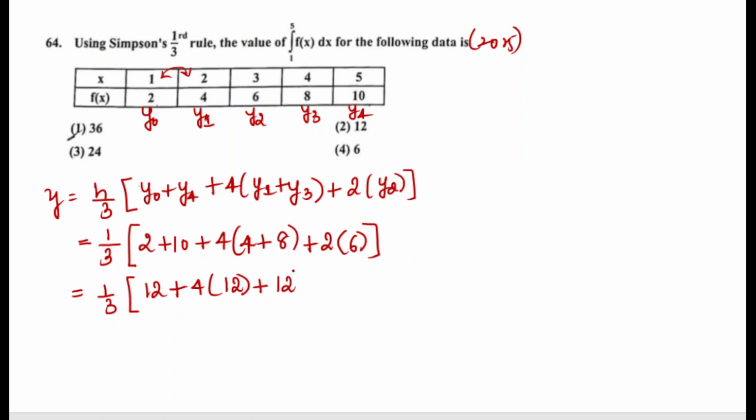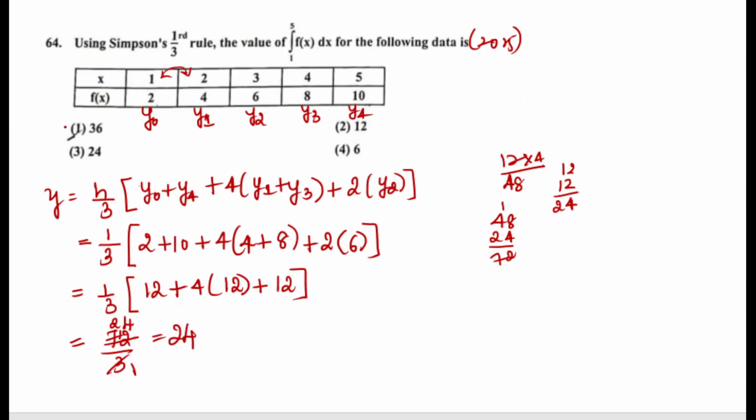Right. Now 12 fours are 48, 4 twos are 8 plus 4 ones are 4. Next 12 plus 12, 24. 48 plus 24, it will be 72. 72 divided by 3, 3 twos are 6, 3 fours are 12, so the value is 24. The right option is option C, that is 24.